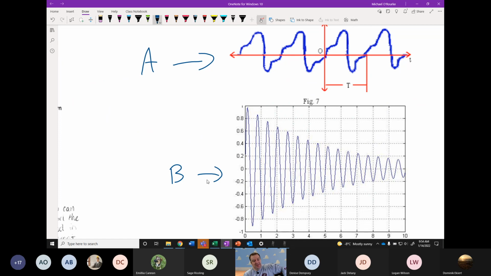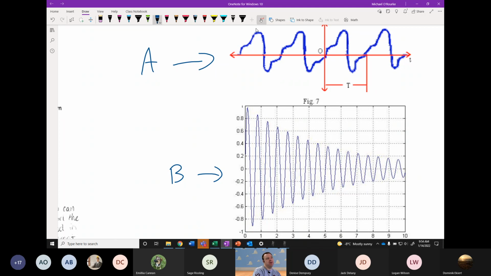Oh, Emma. Which one is periodic, A or B? That's no problem, Emma. Ready? 3, 2, 1, press enter. Logan says A. Brooke says A. Good.